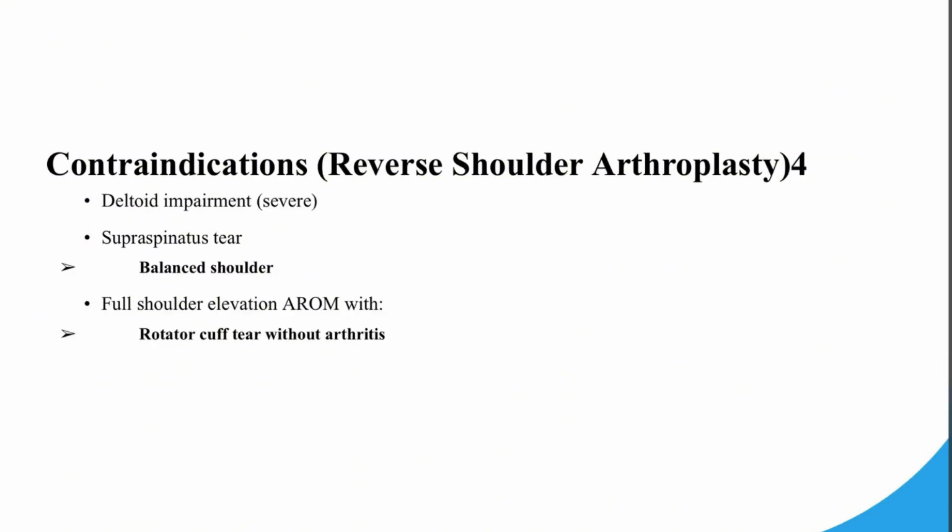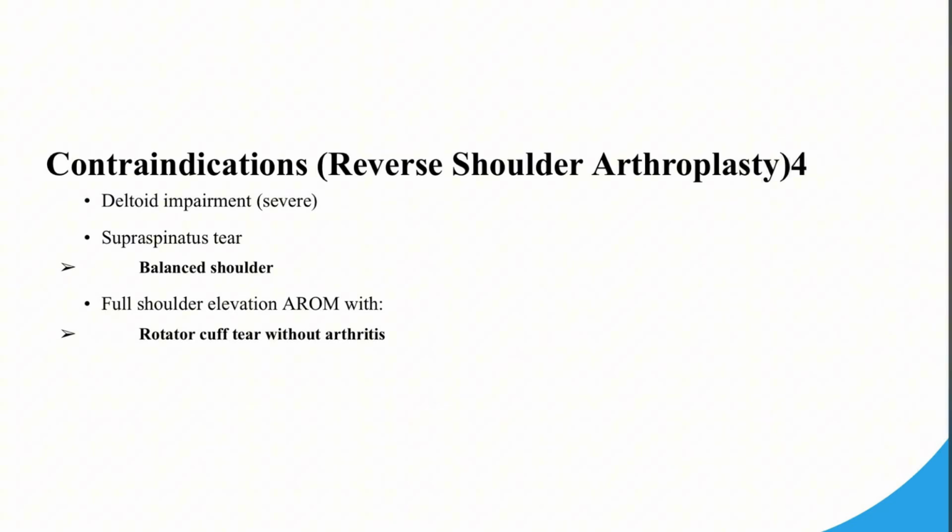Some of the contraindications for an RTSA are deltoid impairment. Without use of the deltoid, the surgeon won't be able to do the surgery because it places the deltoid at a mechanical advantage to compensate for the rotator cuff muscles. And then also a supraspinatus tear. If it's able to be repaired, the shoulder can be balanced, meaning that it is able to be lengthened or tightened to restore as close to normal resting tension in the muscle tendon unit. And so because it's still usable, RTSA would be contraindicated.